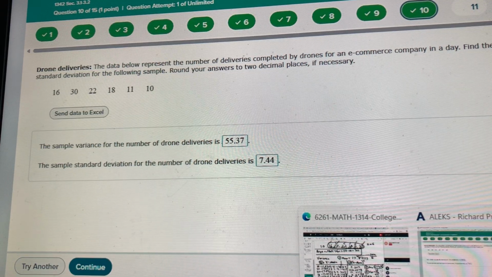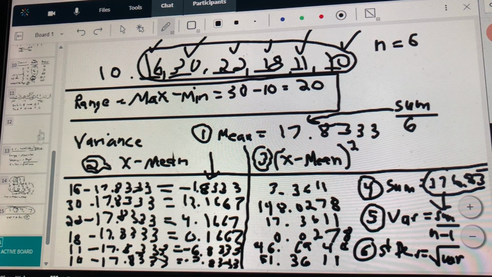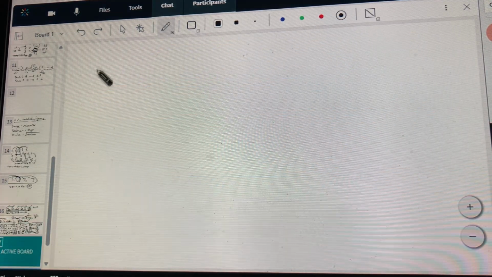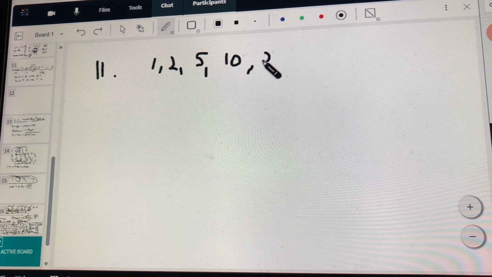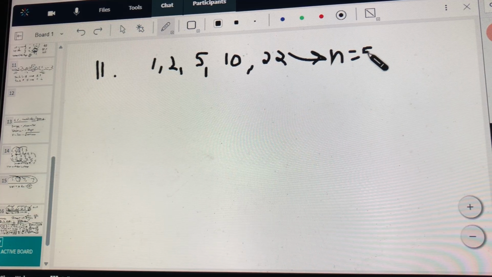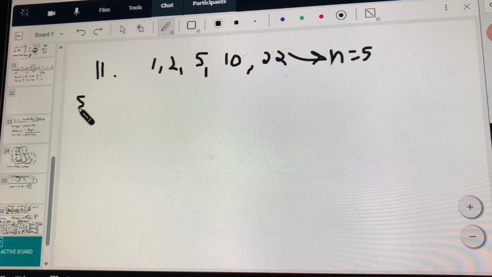Now, let me do this one more time with much nicer numbers, because I don't know how messy it'll get. Maybe they'll make you do this again with easier numbers. Say it was 1, 2, 5, 10, and 22. Say you only had 5 numbers, so n is 5. And you want to do the variance, sample variance.